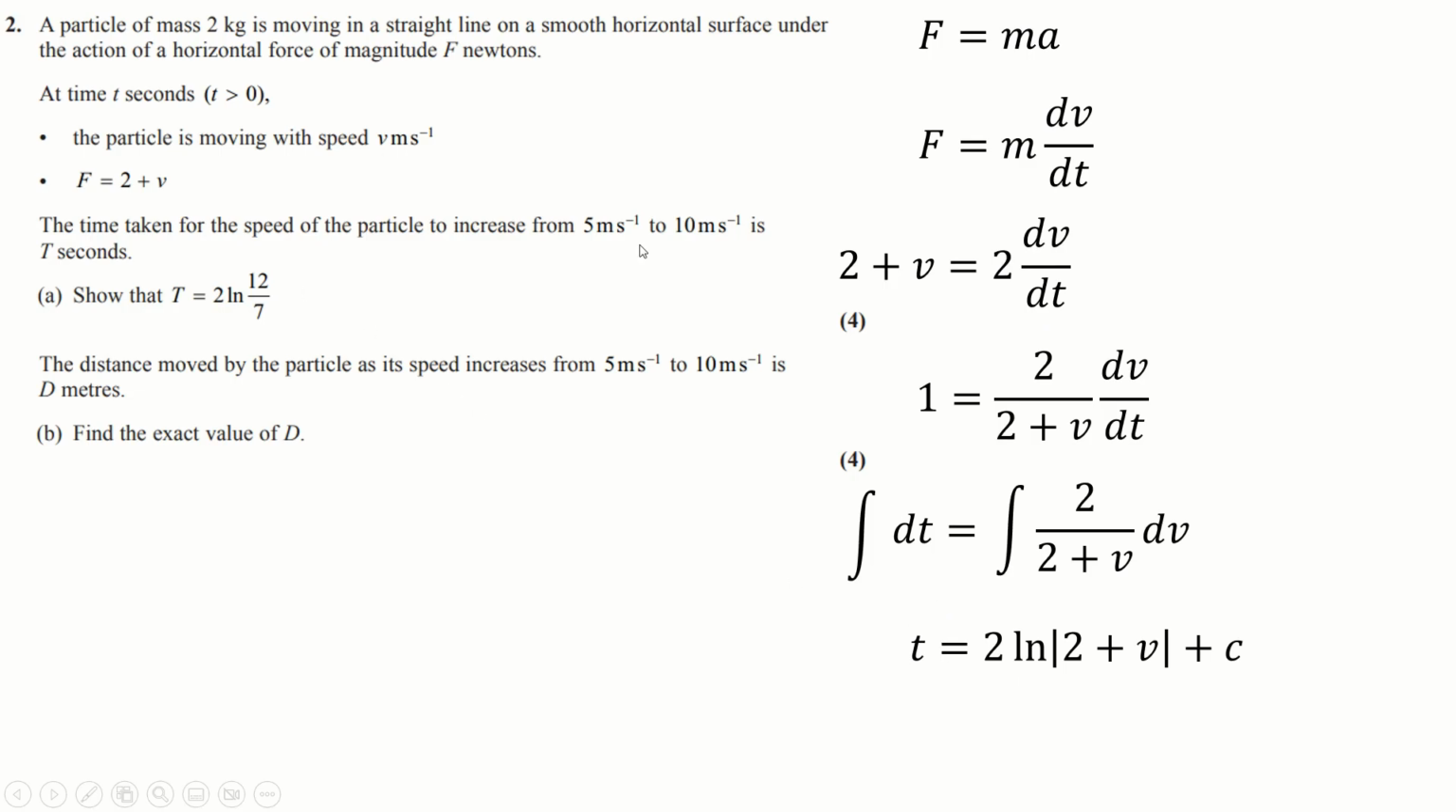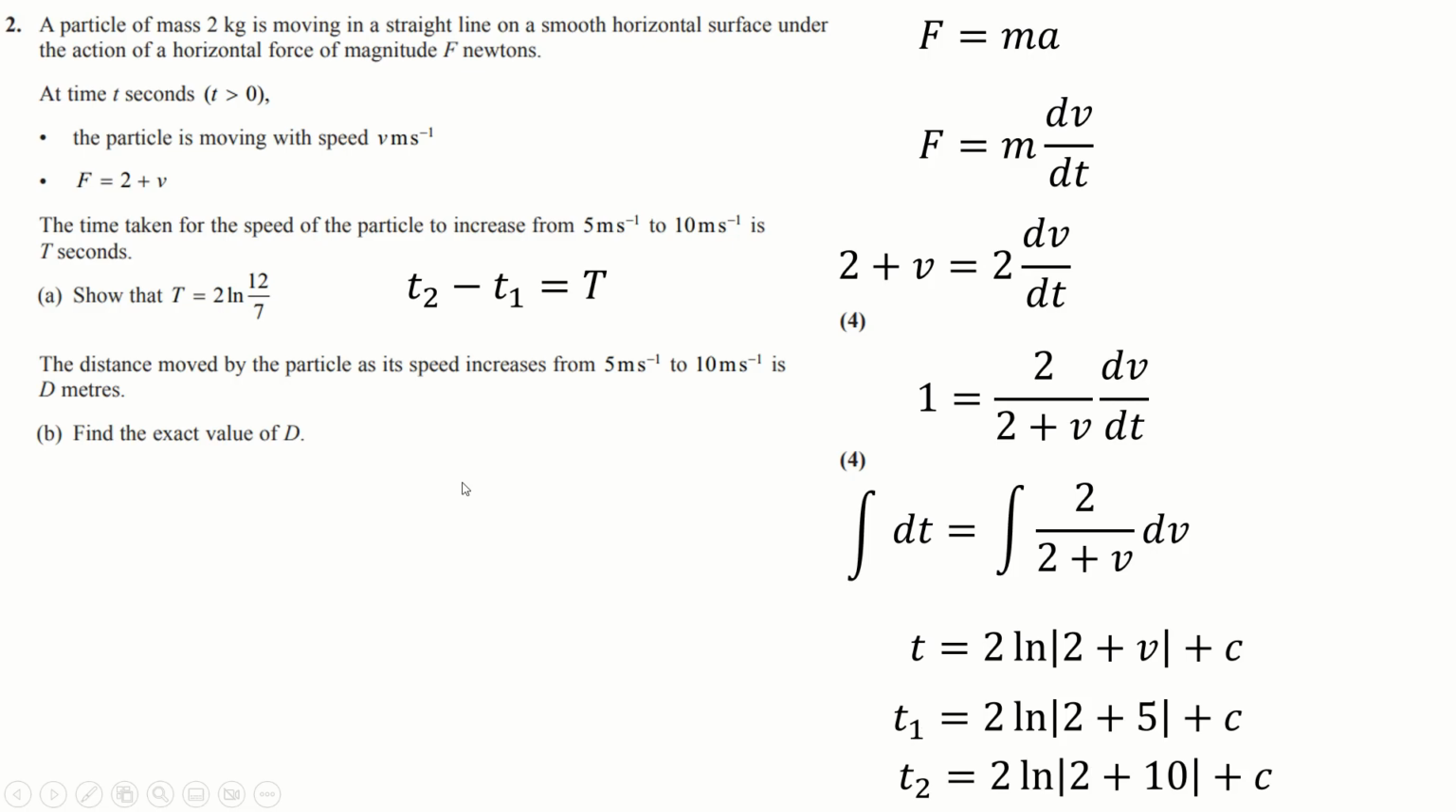And we don't really need the plus c, because we're going to think about the time taken to get from 5 meters per second to 10 meters per second. So let's put in 5 and say that happens at t1, and then 10 at t2, and then the time it takes to get from 5 to 10 is just the difference between these times. So t2 minus t1 is our big T that we're looking for.